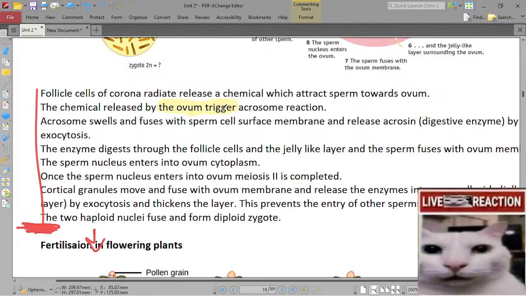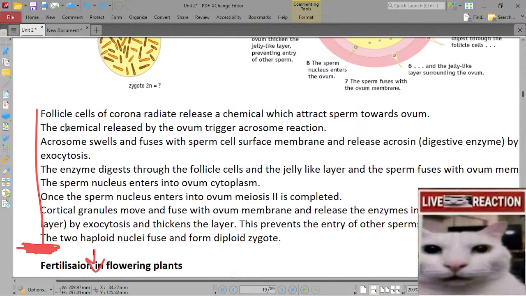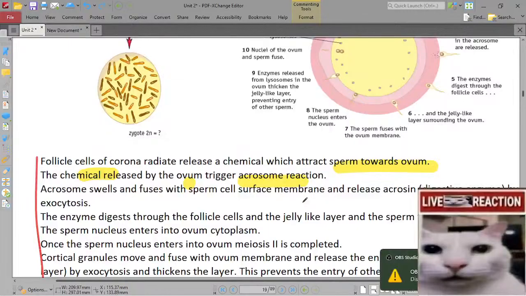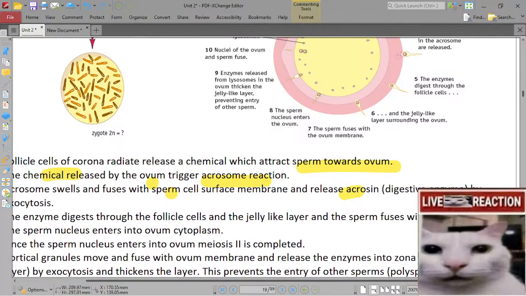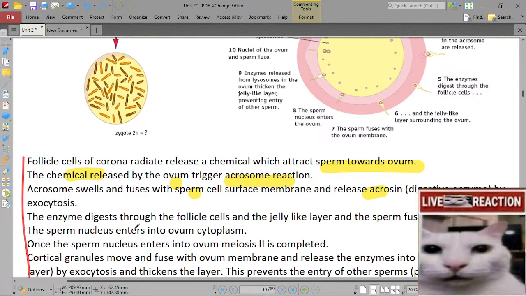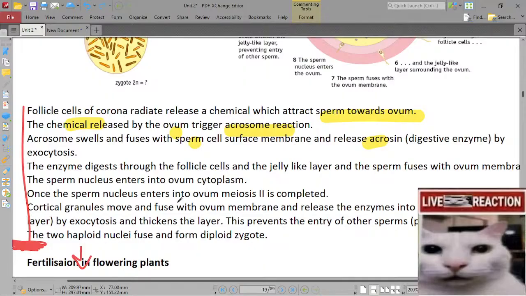The chemical released triggers the acrosome reaction. The acrosome swells, fuses with the sperm cell membrane and releases acrosin. So the sperm cell releases acrosin by exocytosis. The enzyme digests the follicle cells and the jelly-like layer, and then eventually the sperm fuses with the ovum membrane. The sperm nucleus enters the ovum cytoplasm. Once the sperm nucleus enters the ovum, meiosis II is complete.